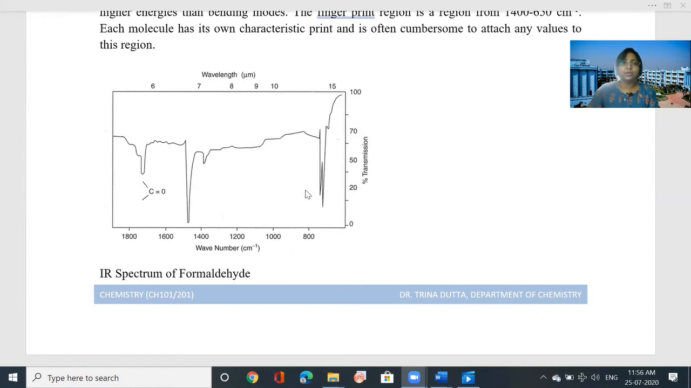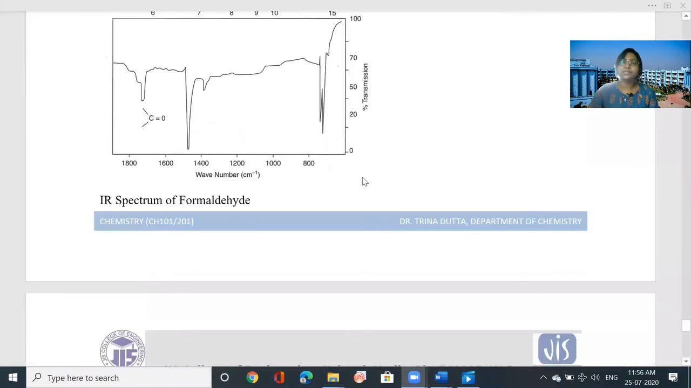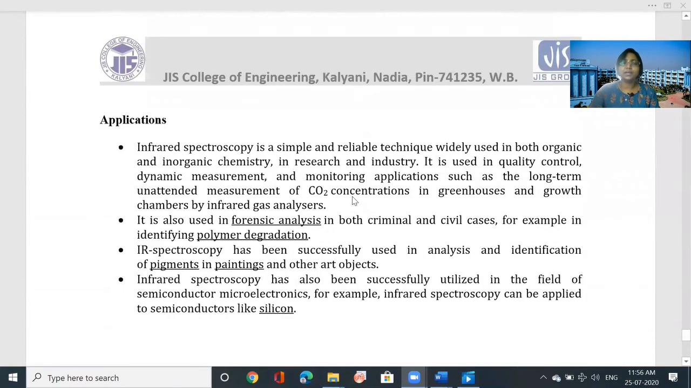It is known. Now say there is a reaction and it is an unknown reaction. Say we are doing some observation. Now IR radiation is passed through the sample. If it shows the same spectrum, we can conclude that in our sample there is formaldehyde. Okay, you are very clear about this and about the application of the IR radiation.